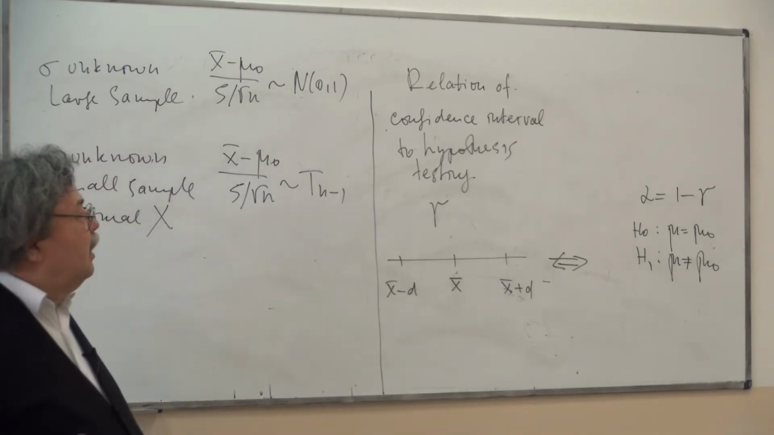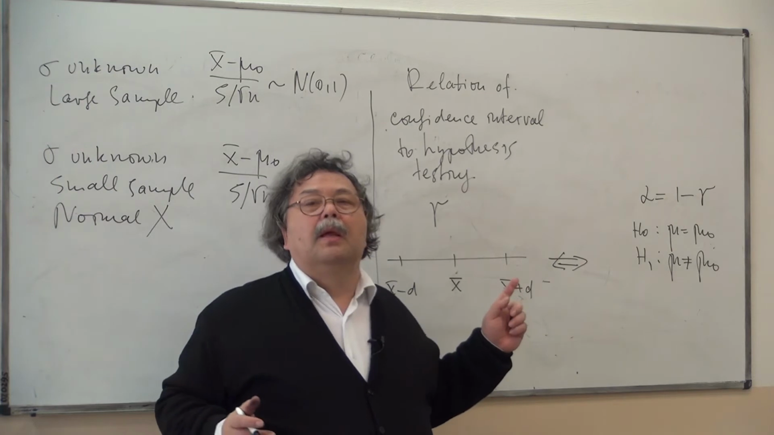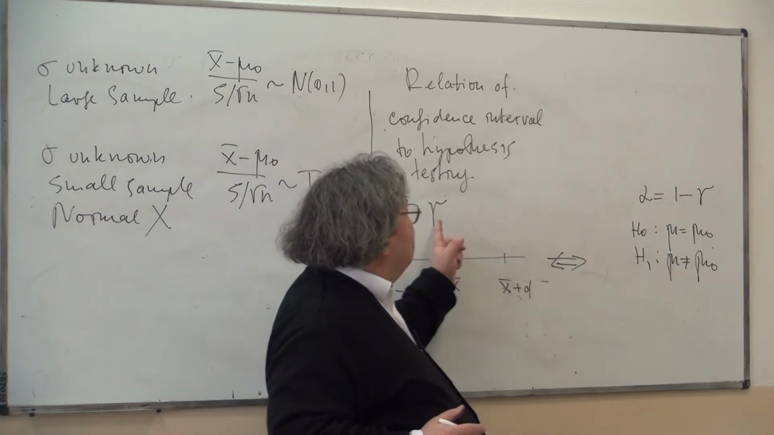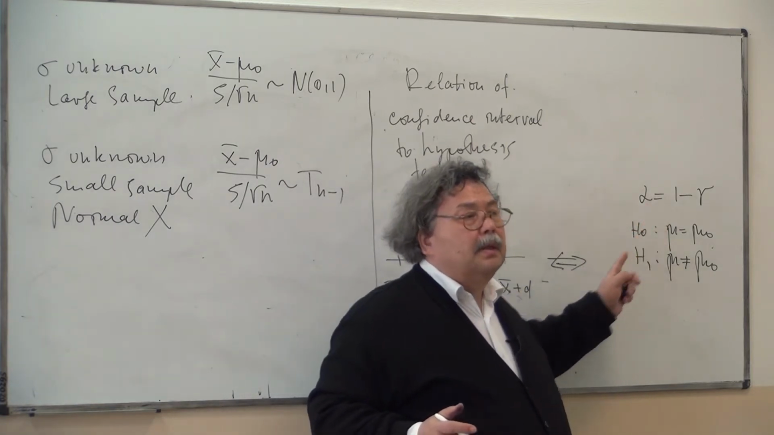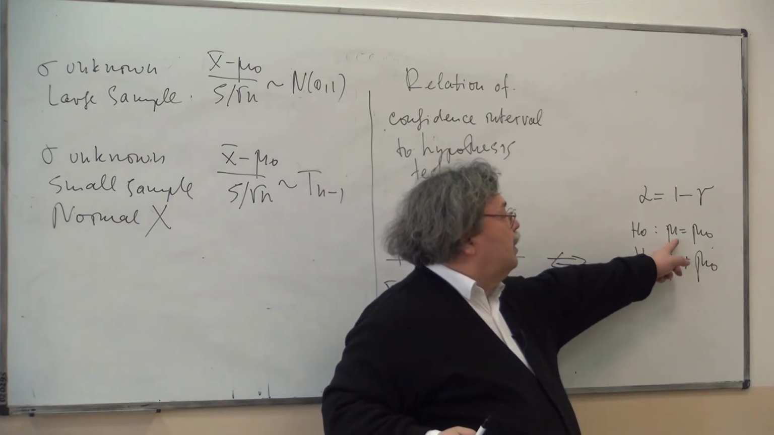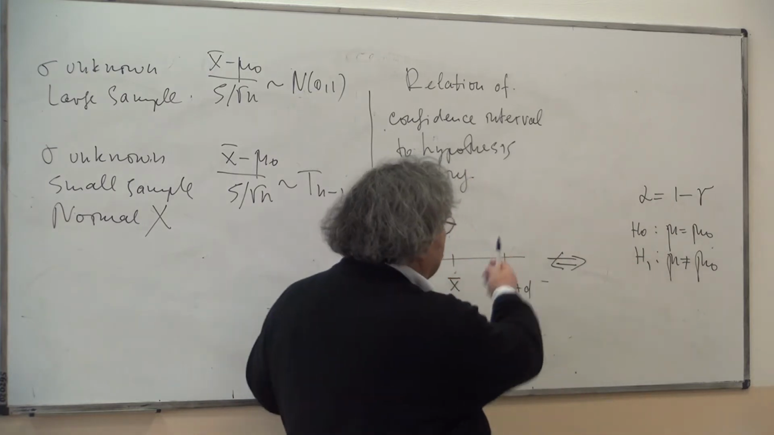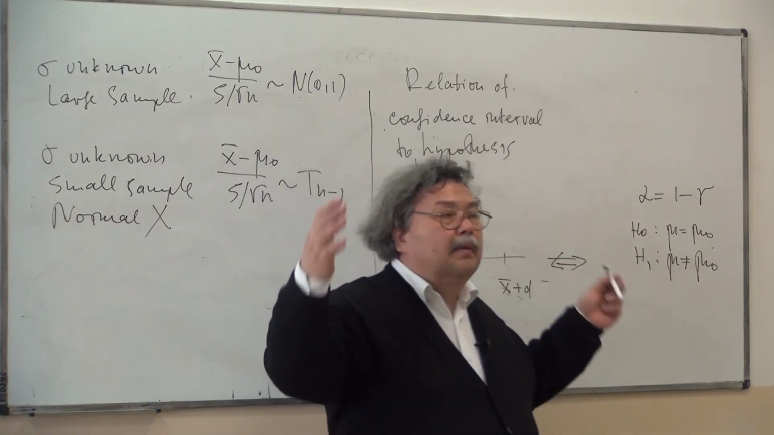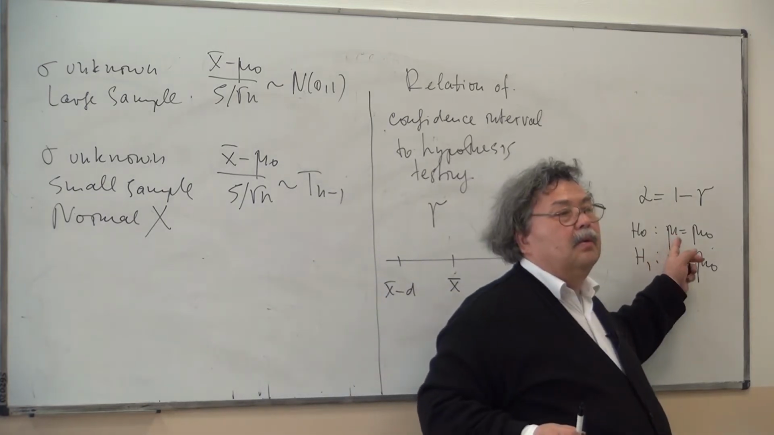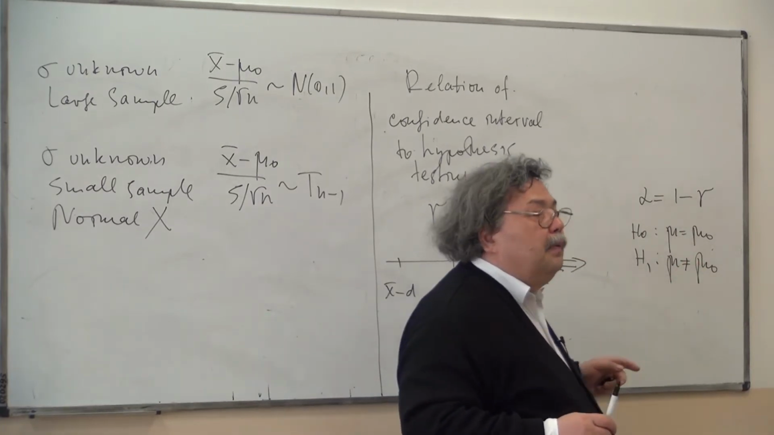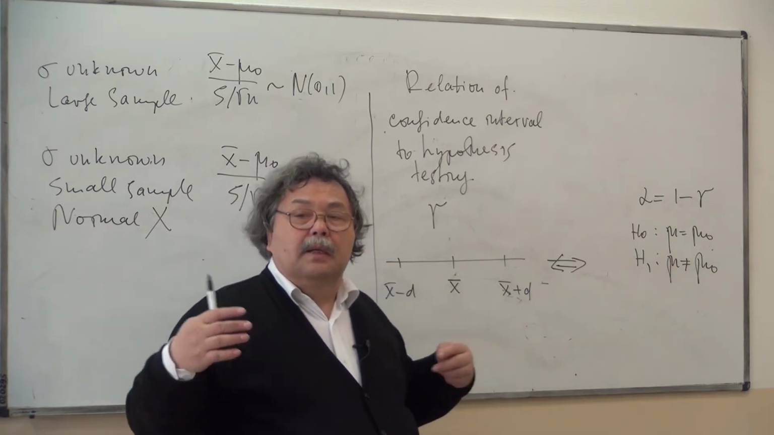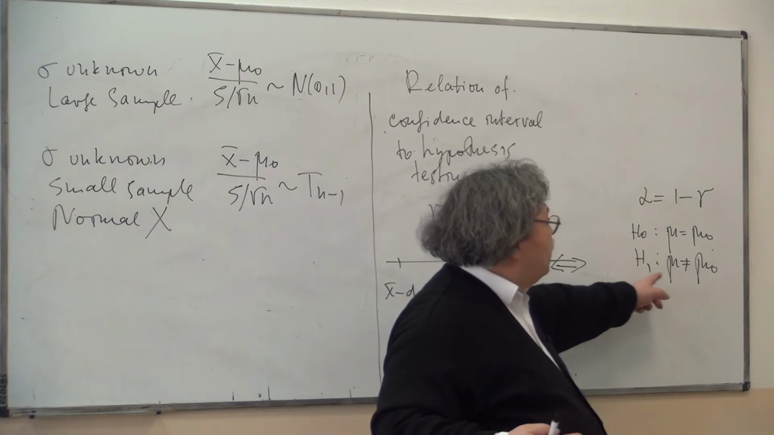Now, how exactly? We can reason this way. We take a sample. We find the sample mean. Given gamma, which is related to alpha in this way, we construct the confidence interval. And then we accept the null hypothesis if the confidence interval constructed in this way captures mu 0, the hypothesized value of mu. If the confidence interval doesn't capture mu 0, we say we have statistical evidence to reject the null hypothesis.